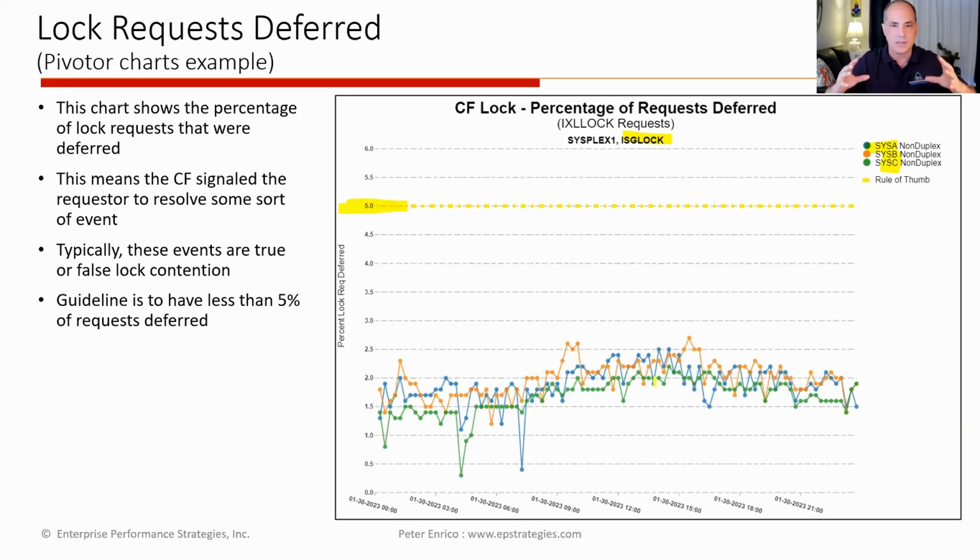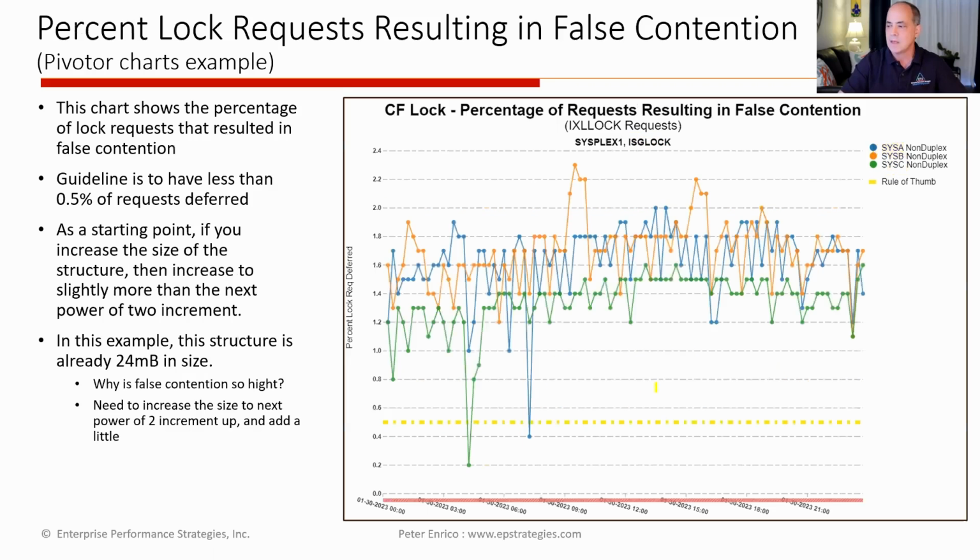But the point is there, you have to tune the environment in the database and whatnot. So here we're within the 5% guideline. The next thing we like to look at is in this particular environment, and this is the same environment, if I remember correctly. For the ISG lock structure here, although we're within guidelines for contention events, we now want to zero in on false contention events, and we want that to be less than 0.5% of all requests. And we see here that we're above that number.